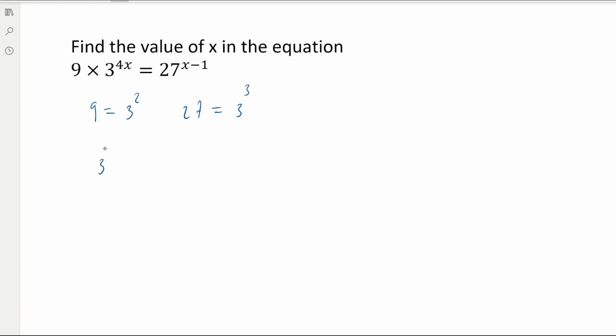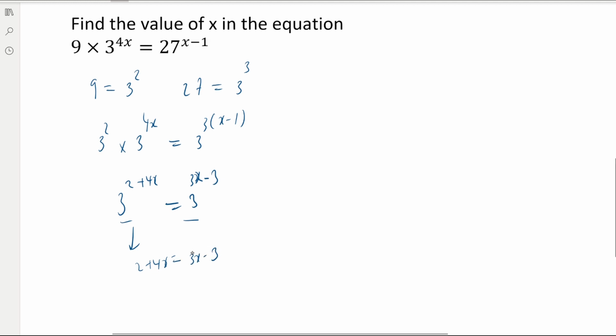So you have 3 squared times 3 to the power 4x equals 3 to the power 3 in the bracket x minus 1. You combine the exponents, which is 3 to the power 2 plus 4x equals 3 to the power 3x minus 3. Then you compare the exponents because the bases are the same. So you have 2 plus 4x equals 3x minus 3.